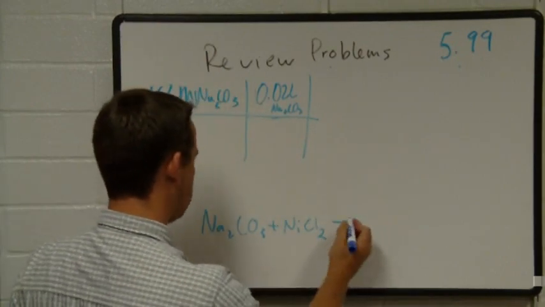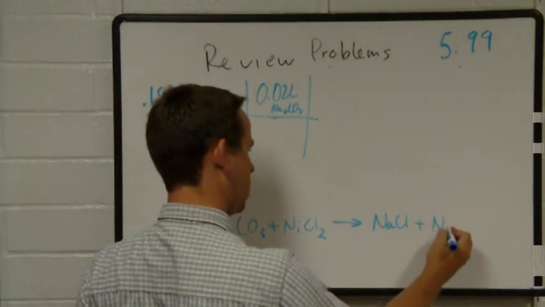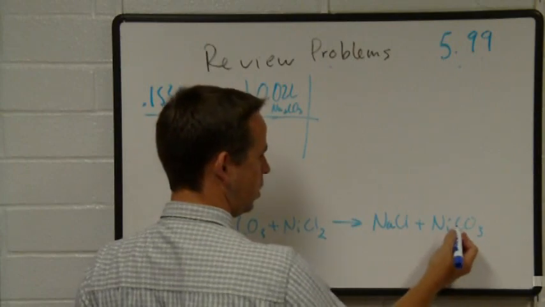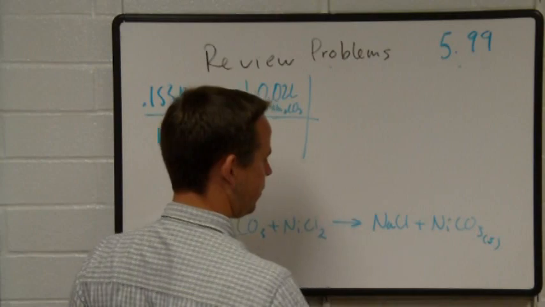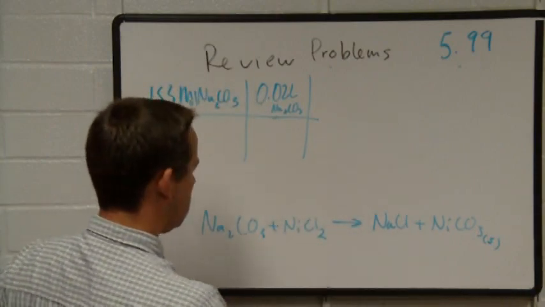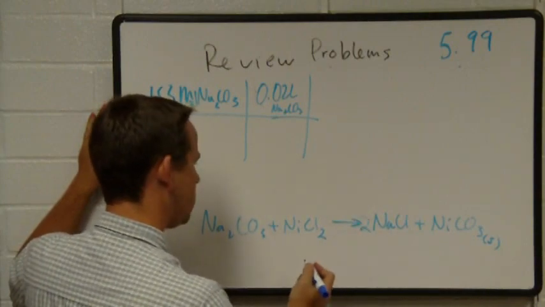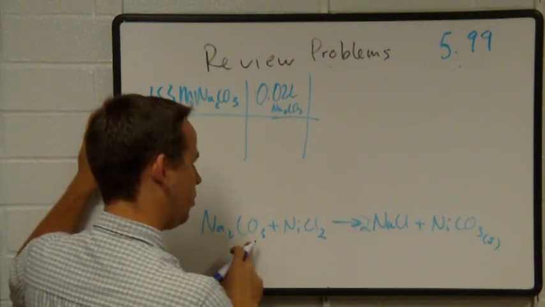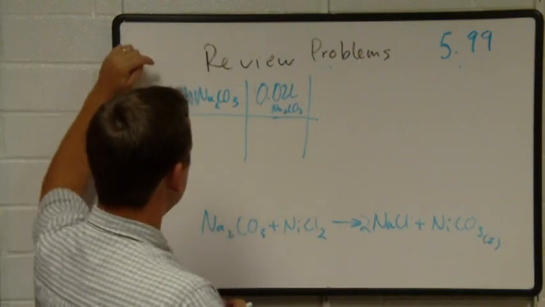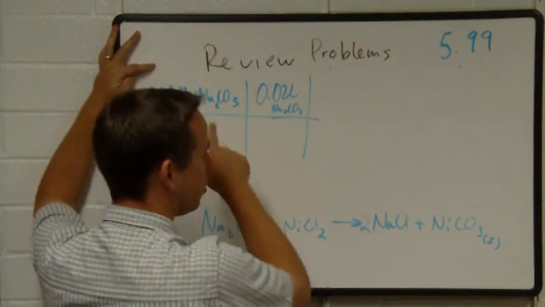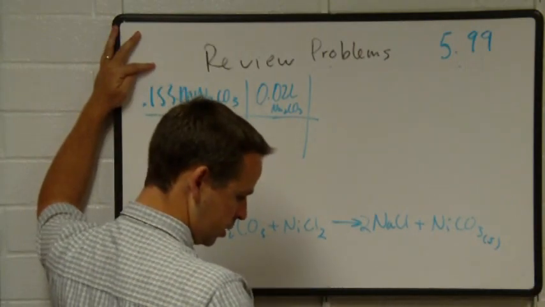All right, and the products here are going to be NaCl and NiCO3. All right, and yes, that's right. Nickel carbonate is a solid here. Okay, these are all liquids. So we have to balance this equation. So we need 2 sodium chlorides. We have 1 carbonate and 1 nickel, so that's it. So for every sodium carbonate, we're going to get 1 nickel carbonate.